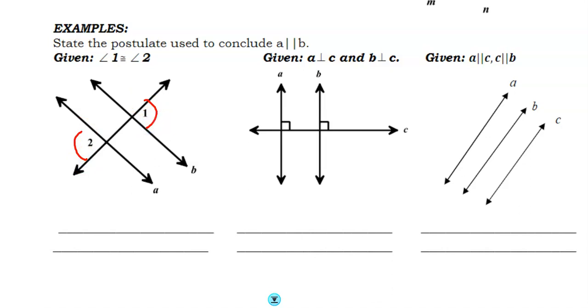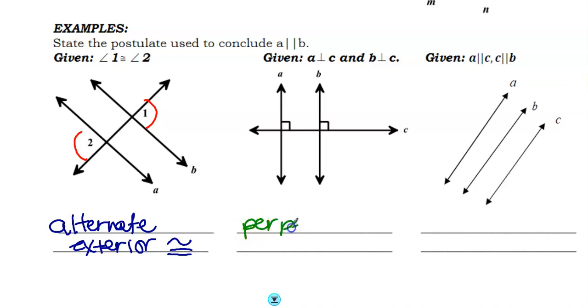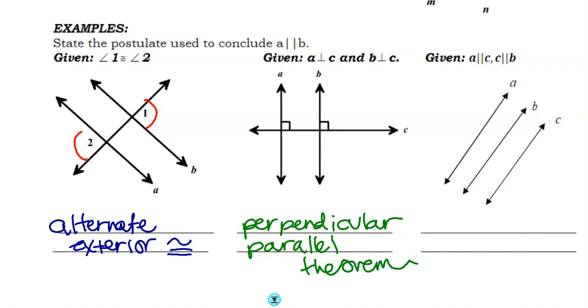So what theorem would I use? Well, they are alternate exterior. Alternate exterior angles are congruent. Okay? For angle A, A and C are congruent, and B and C are congruent. How? Perpendicular, we just learned it, the perpendicular parallel theorem. And then the last one, given that A goes with C and C goes with B, therefore A is congruent to B.